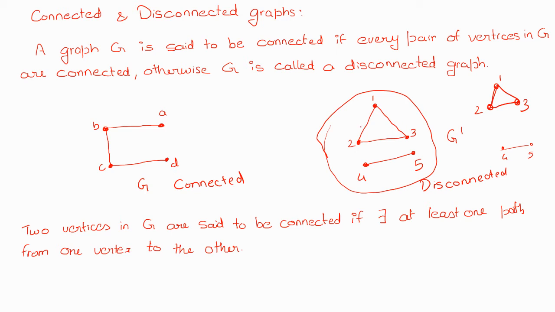But if you see in this graph, there is no connection between 1 and 4. Why? Because you have no way to go from 1 to 4. Therefore, this 1 and 4 are not connected vertices, or they can be called disconnected vertices.